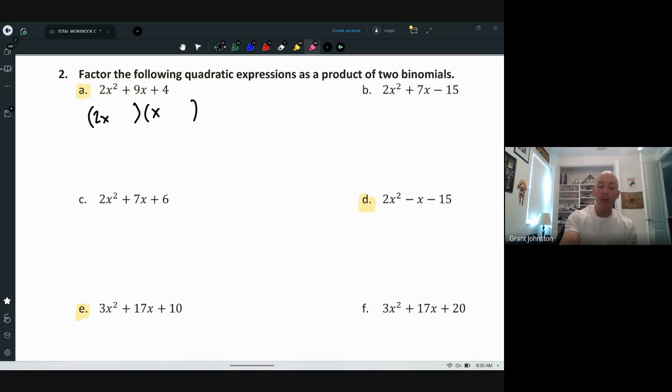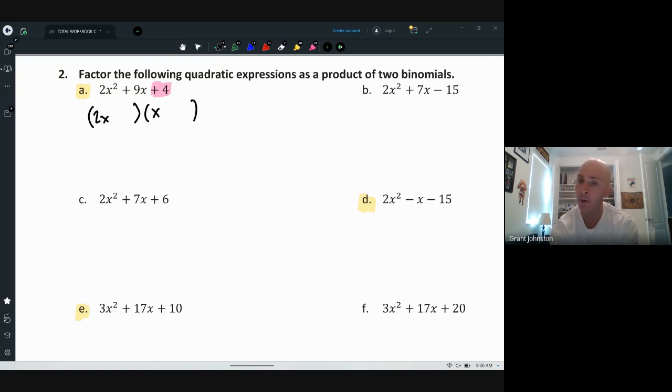Now that multiplication property still stays true. The numbers that go in these parentheses are going to have to multiply to 4. And that's really my only hint, is that they're going to have to multiply to 4. So they're not going to add to 9. There's no numbers that multiply to 4 but add to 9. So that addition property does not work with these sorts of factoring problems. So I got to think what multiplies to 4.